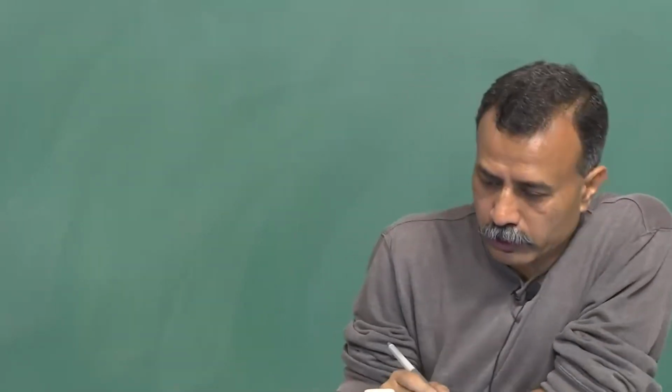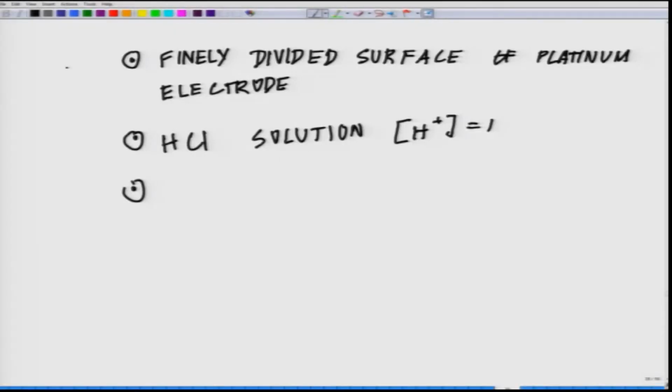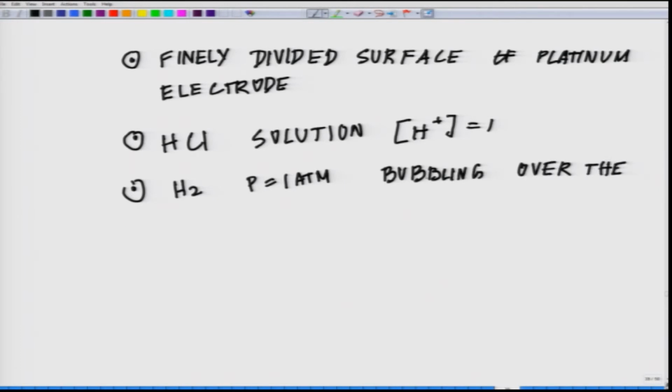The third point is, after this, that hydrogen at a pressure of 1 atmosphere is bubbling over the electrode.